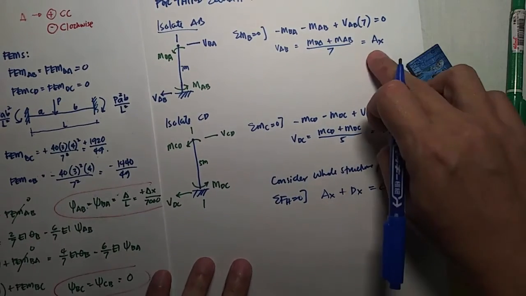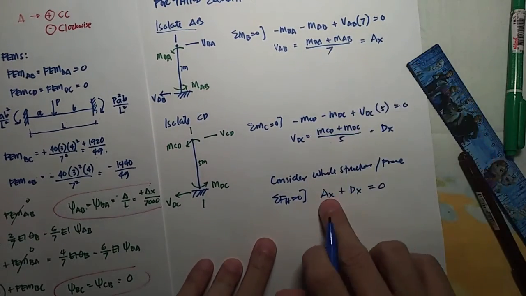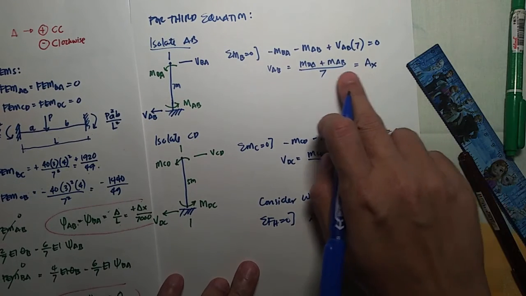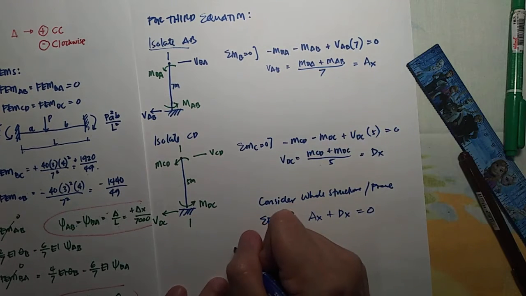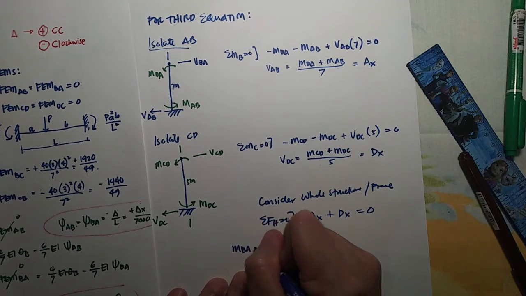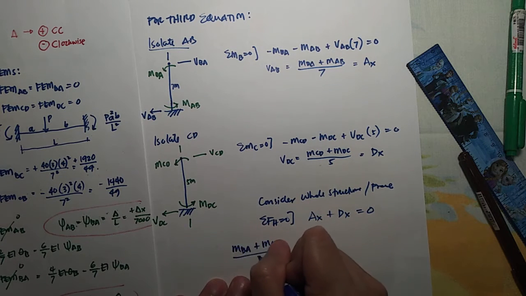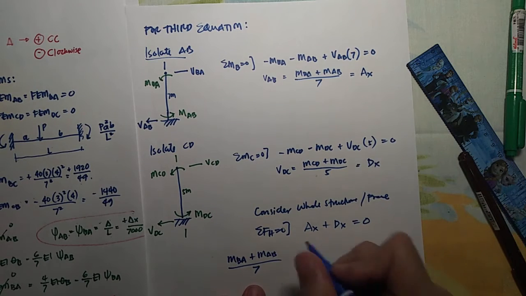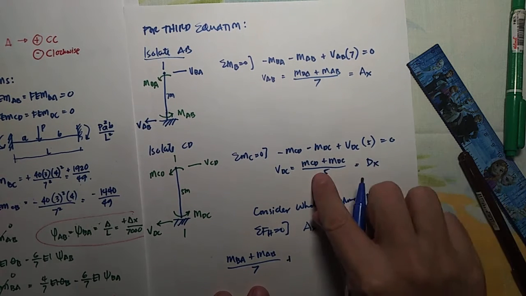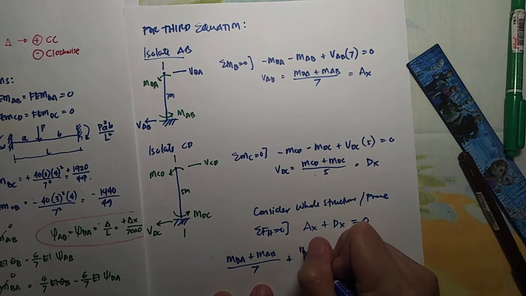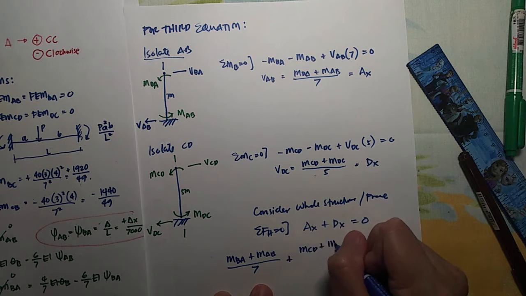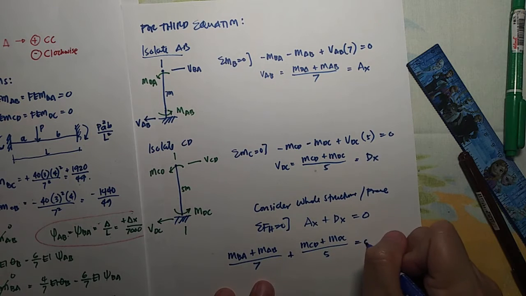So, substituting AX here, AX is this, and AX is this one. So, we'll have MBA plus MAB over 7, that's AX, plus, what is DX? DX is this one, MCD plus MDC over 5 should be equal to 0.